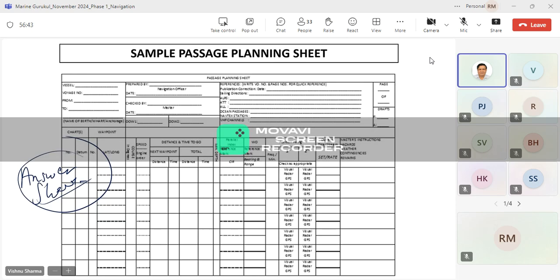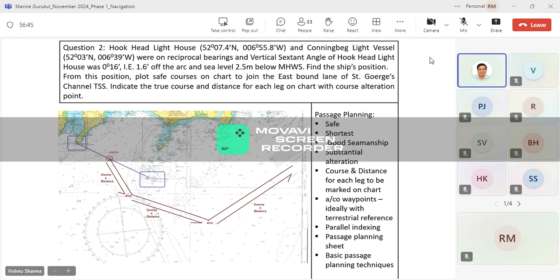So is the basic concept of passage planning clear, or do you have anything that you want to ask me? Tell me. Sir, on the exam, do we need to mention everything on the table passage plan sheet, like how we used to make on ships?